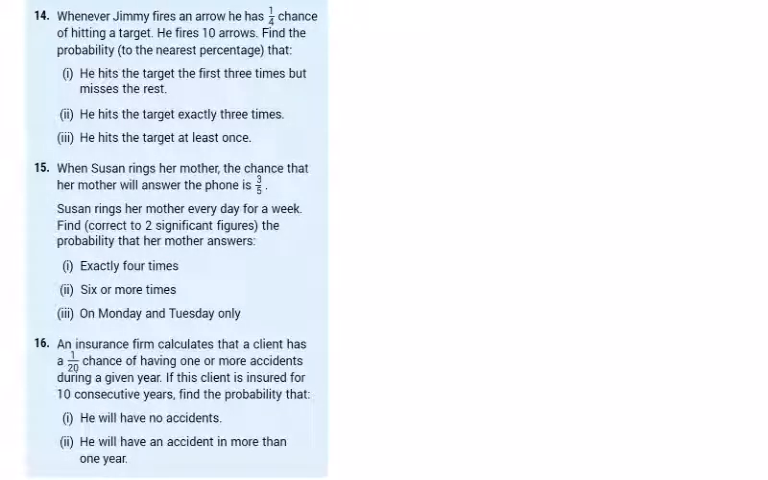Let's look at some more Bernoulli trial questions. Jimmy fires an arrow. He has a 1/4 chance of hitting. So we call the probability of success 1/4. He fires 10 arrows. Find the probability, to the nearest percentage, that he hits the target the first 3 times but misses the rest. Now this is actually quite specific.